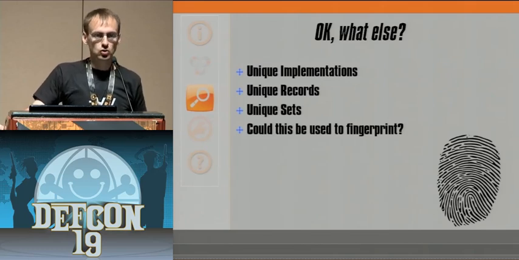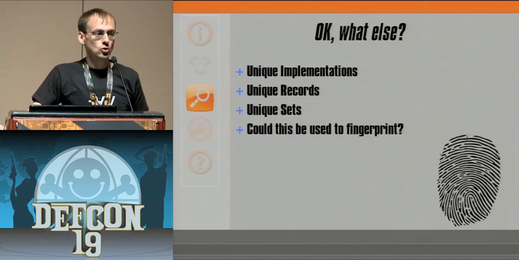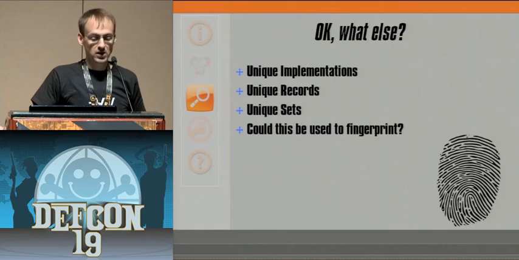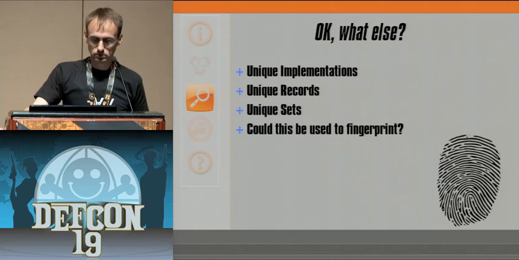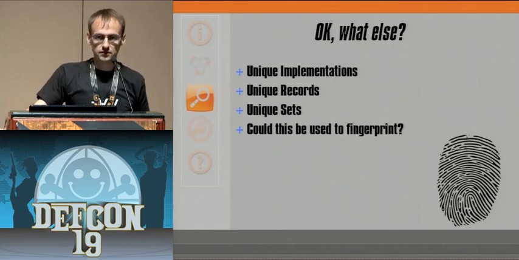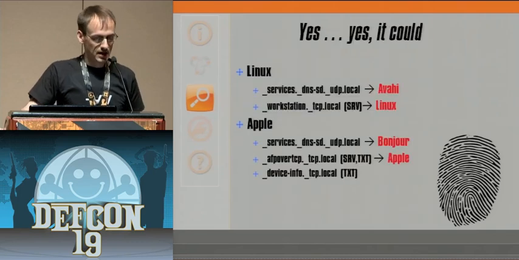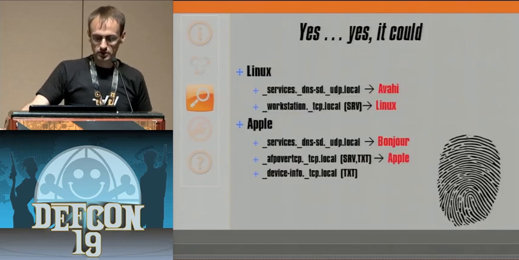But if you look even further, you realize there are unique sets. So not only are you going to find a unique type of record on a device type, you are going to find a particular set that you will find only on a particular device type made by a particular manufacturer. So, could this be used to fingerprint the host? Yes. Yes, it could.